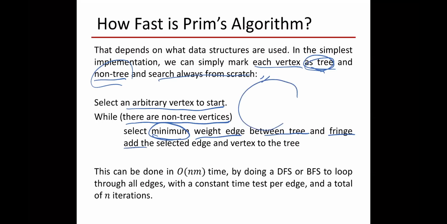Now we understand. Oh, my graph is here. I have candidates. Candidates are on my fringe. Among the fringe, I'm choosing the minimum. Then I can extend my graph. So this can be done in big O of NM. Why? I have to visit all the vertices, and I'm choosing among the candidates.